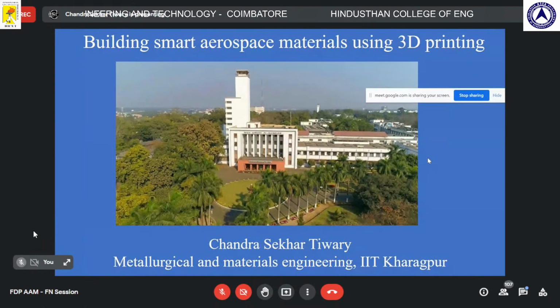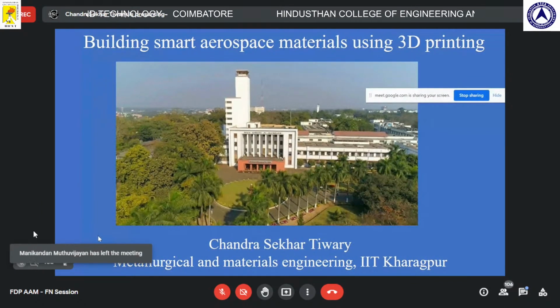The topic which today I'm going to discuss is building smart aerospace material using 3D printing. This is our campus, built in the 1950s, spread across 2,700 acres with a campus strength of around 30,000 plus, located around 100 kilometers away from Calcutta. And I'm in the metallurgical and materials engineering department.